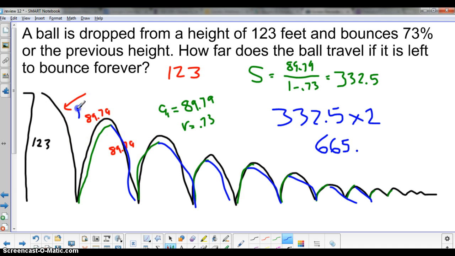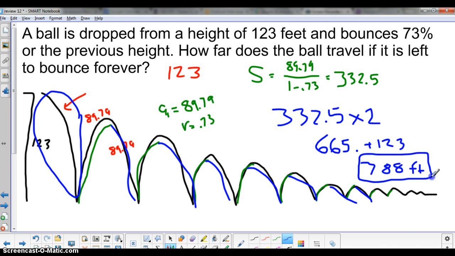And then finally, we didn't ever include this all by itself, that 123, because that's not doubled. That only goes once. And so we need to also add in the 123. And finally, your sum is 788 feet. There you have it.